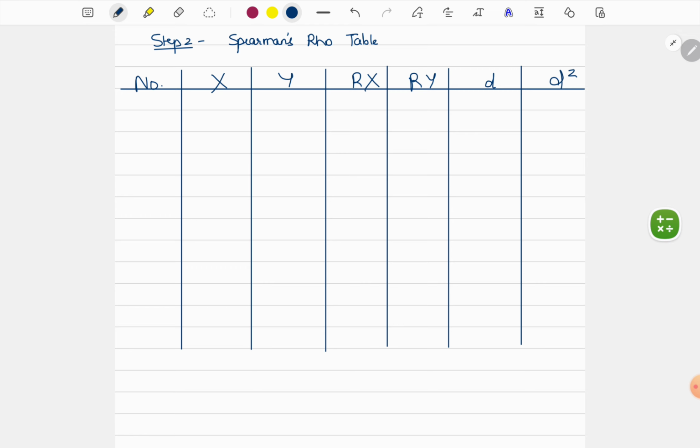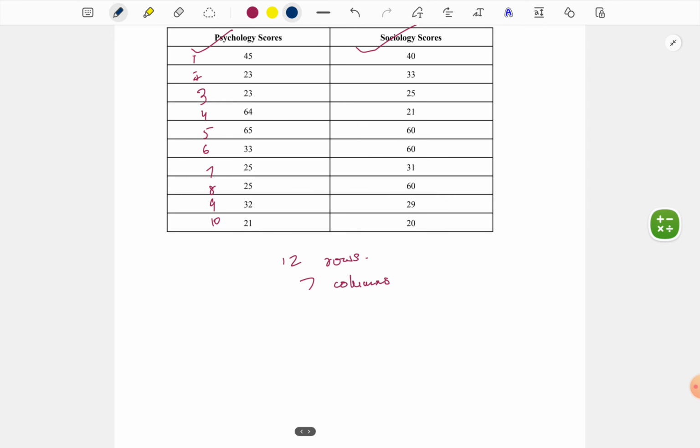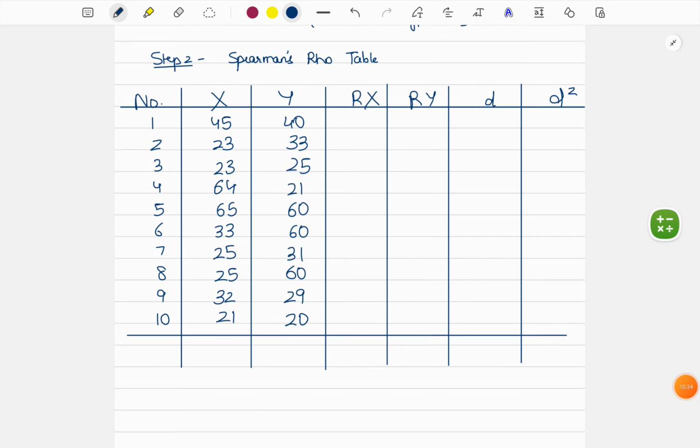Now I will first fill the first column, just giving the numbers in serial order. Okay, why I have written 10 numbers? Because there were 10 participants whose scores are given as we had marked on the question paper. Under the X column, I just have to copy from the question paper which numbers are given. So all the numbers given under psychology scores, I will be writing under X. So quickly I'll just fill that up. Okay, so I've just copied out all the numbers from the question paper. So till here we haven't done any calculations.